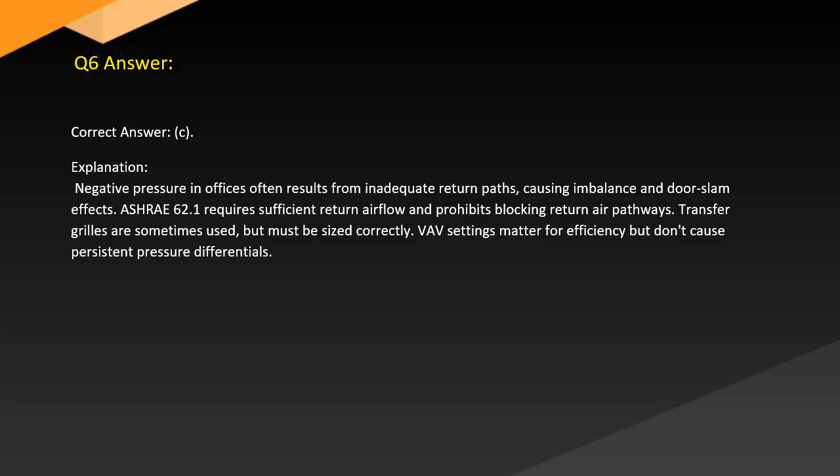Answer. Correct answer. C. Explanation. Negative pressure in offices often results from inadequate return paths, causing imbalance and door slam effects. ASHRAE 62.1 requires sufficient return airflow and prohibits blocking return air pathways. Transfer grills are sometimes used but must be sized correctly. VAV settings matter for efficiency but don't cause persistent pressure differentials.